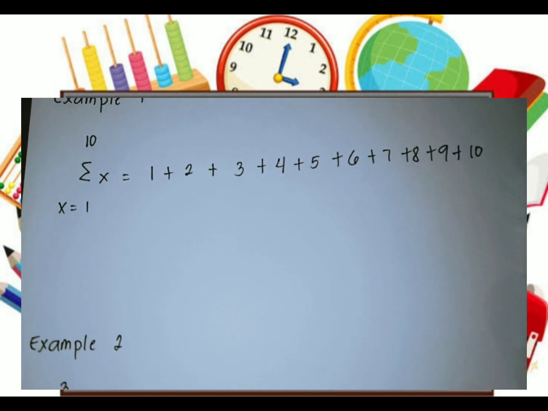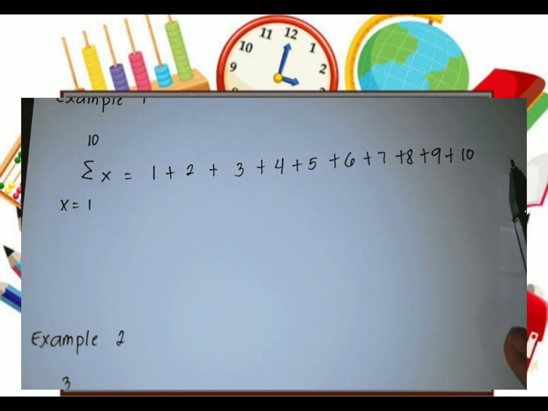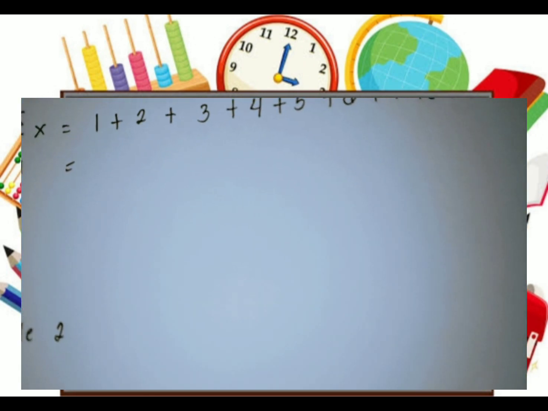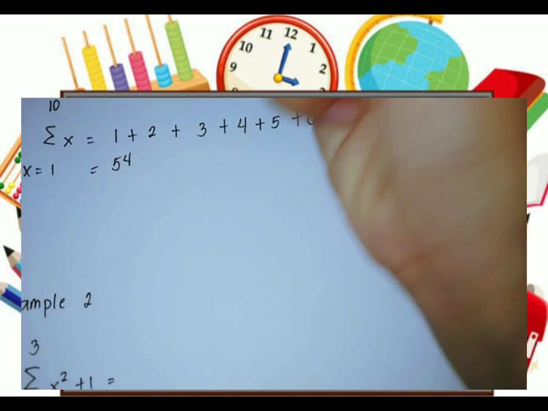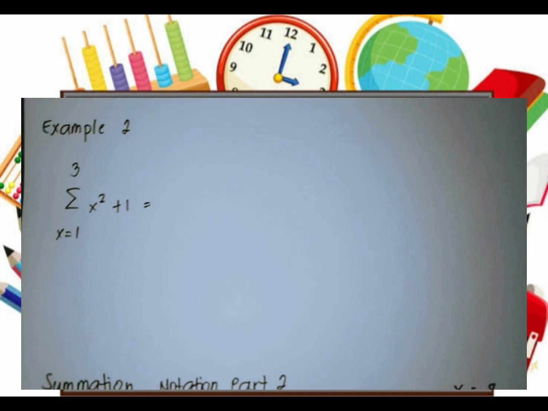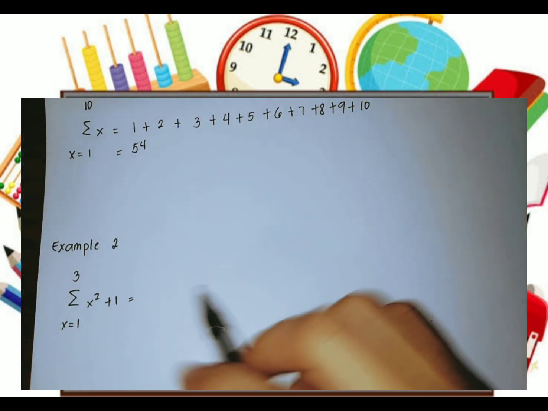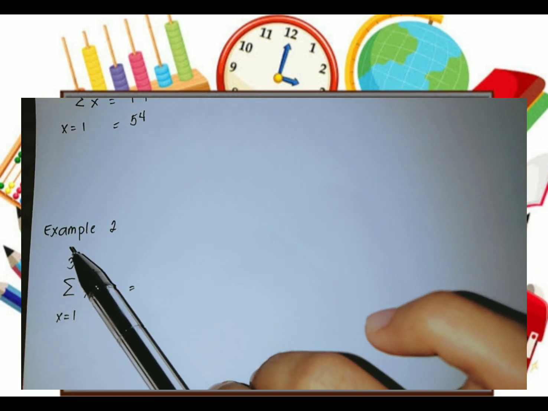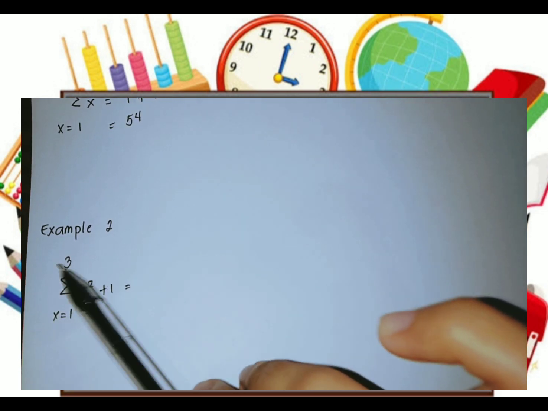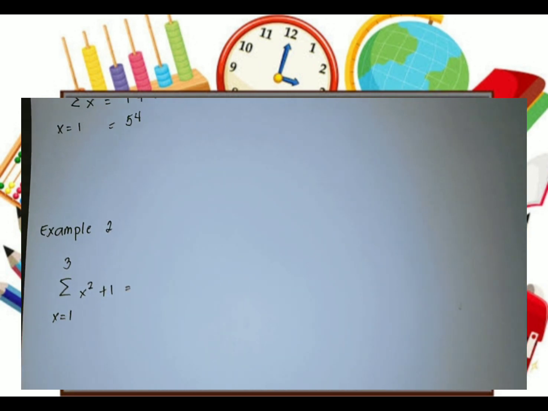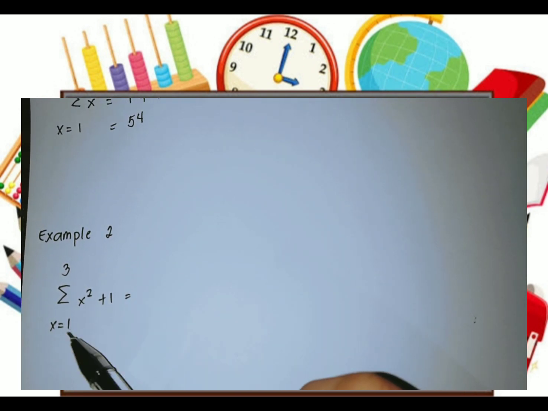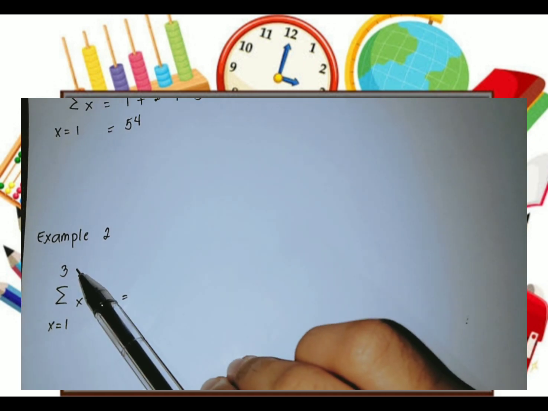So we will add these numbers. If we add these numbers, the answer is 54. Now we will move to our example number 2. It is just simply add the given lower limit until we reach our upper limit. So the summation notation is x squared plus 1, x equals 1 to 3.